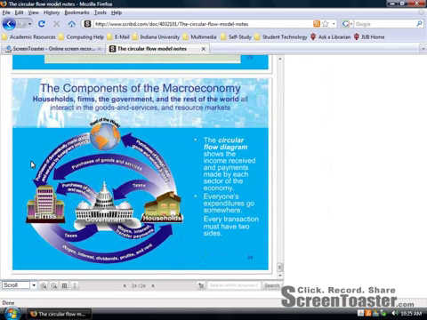And the last picture we have is the components of the macroeconomy. This is a circular flow diagram that shows the income received and payments made by each sector of the economy. Everyone's expenditures go somewhere. Every transaction must have two sides.